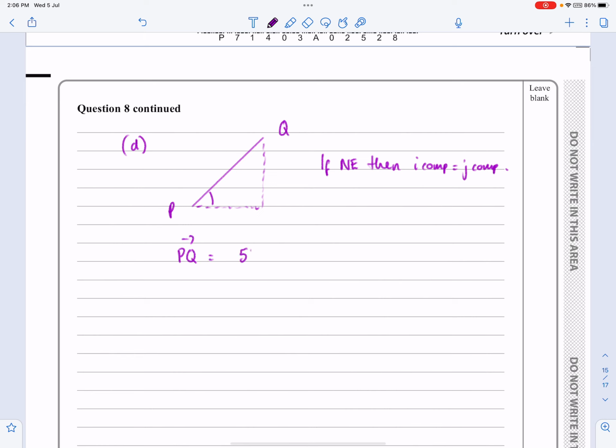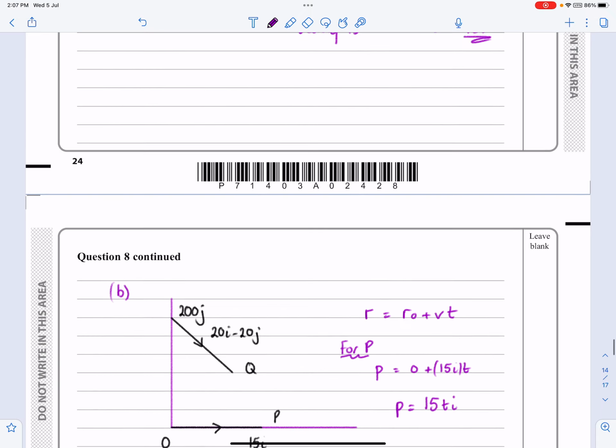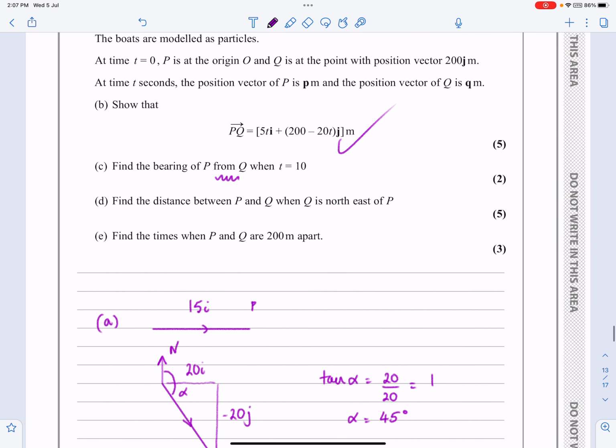So PQ was 5ti and (200 minus 20t)j. What I can now say is that the 5t part must be equal to the 200 minus 20t. So that's easy, just rearrange that. We're going to get 25t equals 200. We get t equals 200 divided by 25, that's 8. So just check again the answer, make sure that we're answering the question.